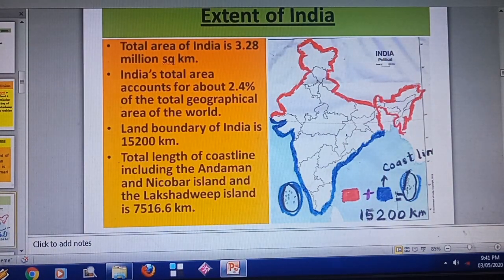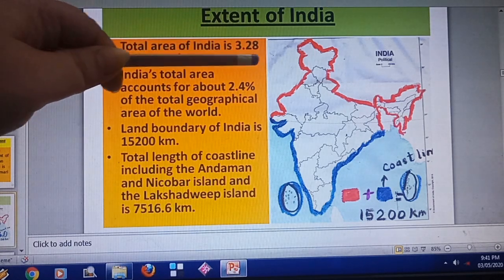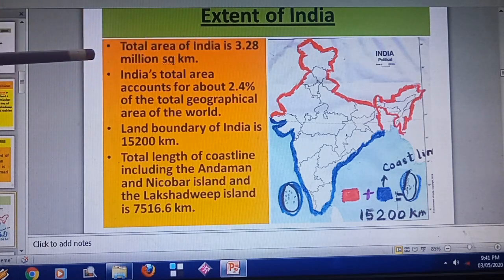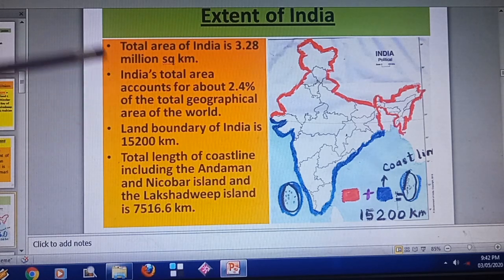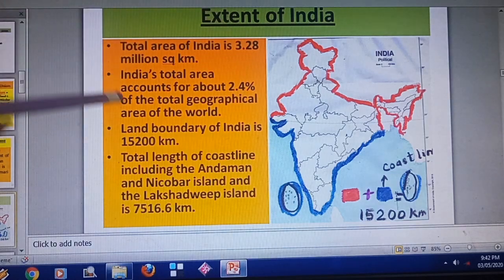Now the extent of India. The total area of India is 3.28 million square kilometer. पूरा इंडिया का टोटल एरिया कितना है? 3.28 million square kilometer. India's total area accounts for about 2.4% of the geographical area of the world. वर्ल्ड का जो है 2.4% एरिया जो है वो इंडिया का है.